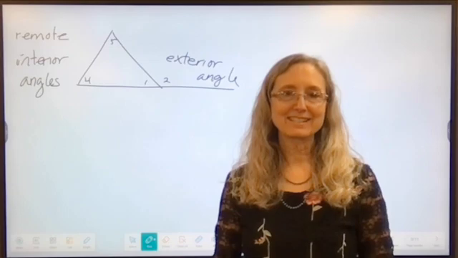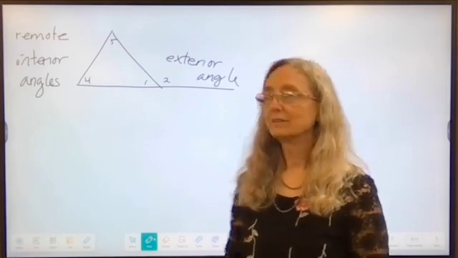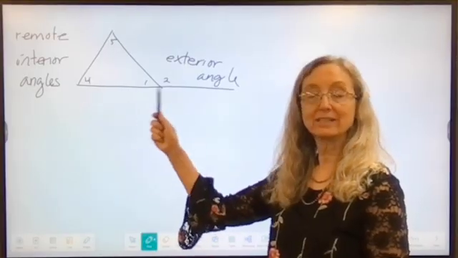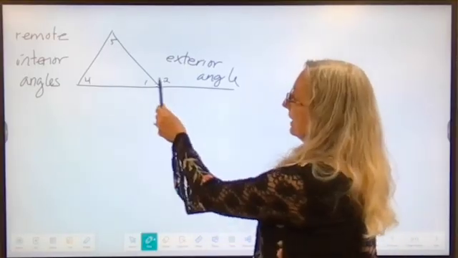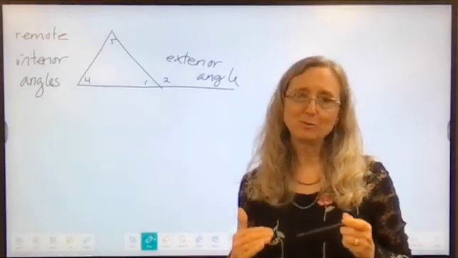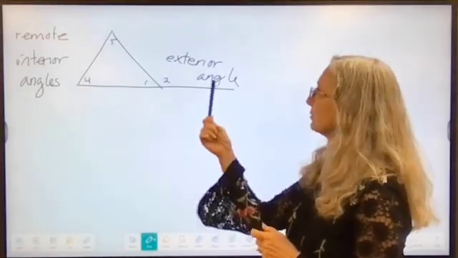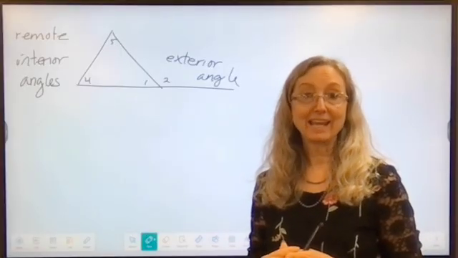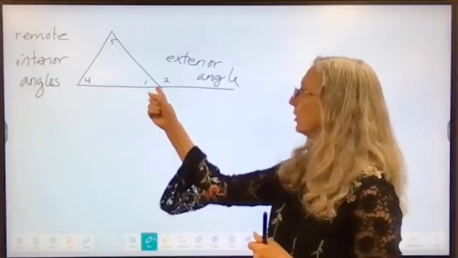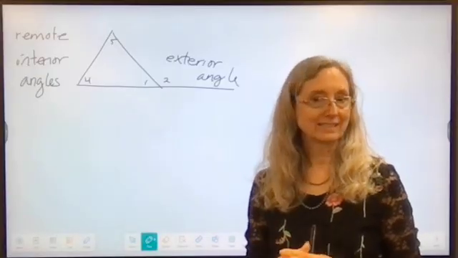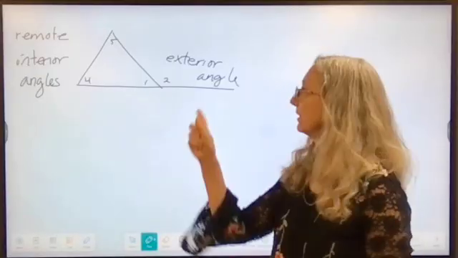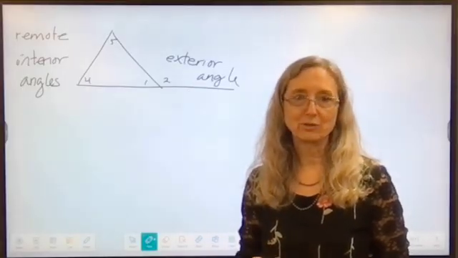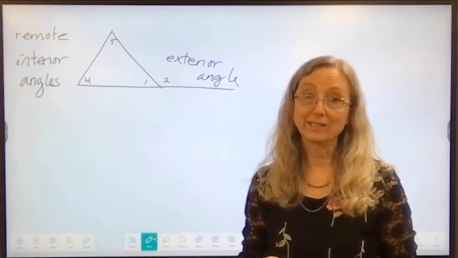If I extend the side of any triangle, like I did here, you see I've created a linear pair. This is another angle here, which is outside of my triangle. We call that an exterior angle. So an exterior angle is the angle that forms a linear pair with any angle inside of a triangle. That's an exterior angle. There are special relationships exterior angles have. That's why you need to know what one is.